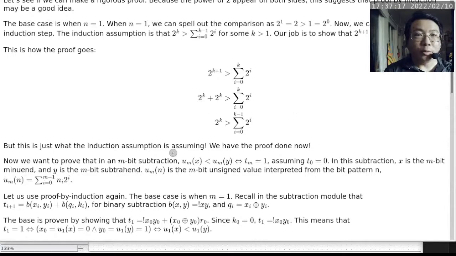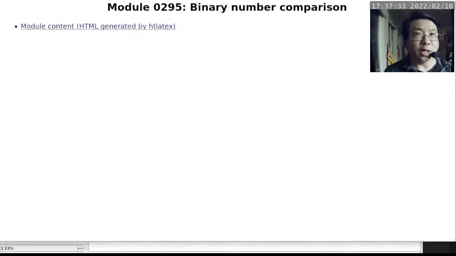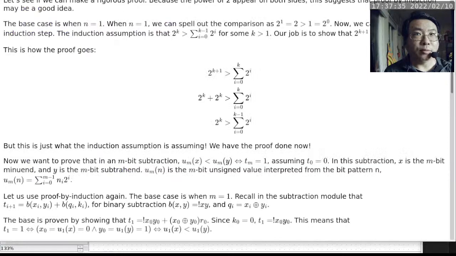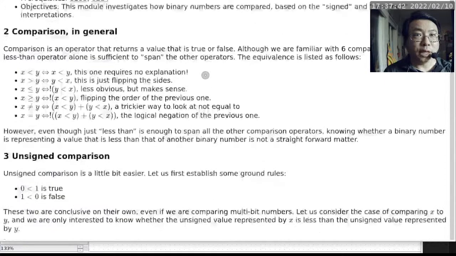So now we want to look at the borrow flag. We want to see why the overall borrow flag is going to tell us whether the minuend is less than the subtrahend or not. It can only tell you whether x is less than y or not. It cannot really tell you whether they're equal, or less than or equal to, because we know that those operators can be done using just less than. We just have to combine the comparison operator with some logical operators.